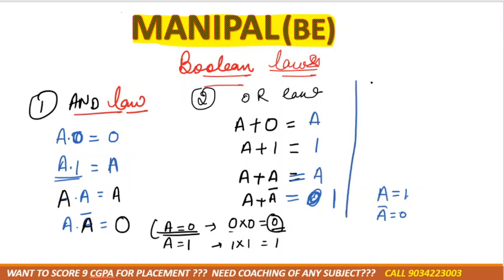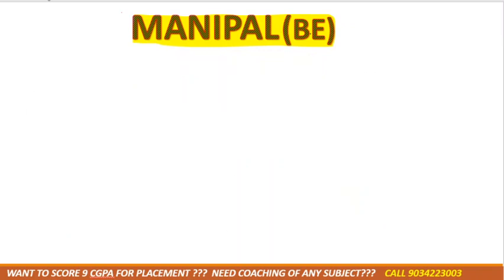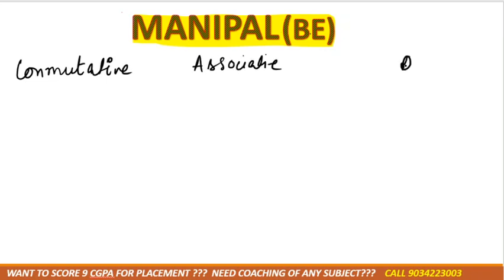So now the third law is the inversion law. Inversion law is A bar bar. So bar and bar would be cancelled out. The answer is ultimately A. Okay. Apart from that, we'll have some other laws also, known as commutative law, associative law, and distributive law. Okay.